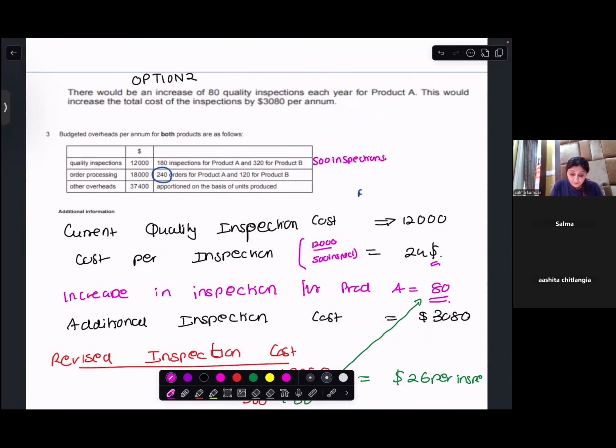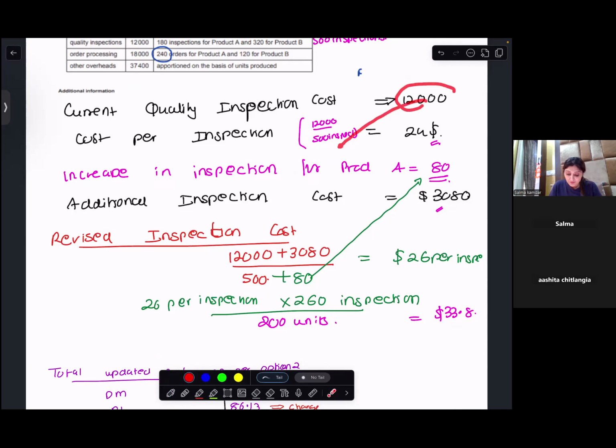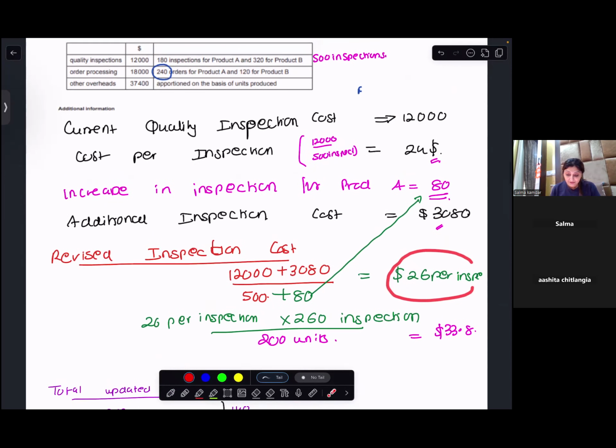But now for product A, there would be 80 more inspections. And for 80 more inspections, there is 3080 more cost. So my revised inspection cost would be 12,000, which was originally happening, plus 3080, divided by 500 inspections, which were originally happening, plus 80. So my inspection cost would be 26 per inspection.